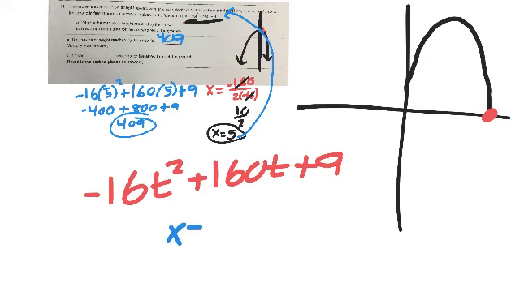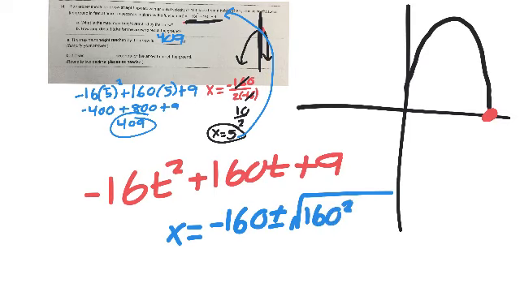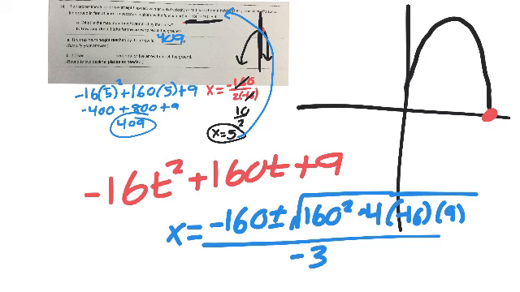So x equals negative b plus or minus the square root of b squared minus 4 times a times c, all over 2 times a. I can't do that in my head. It's going to be negative 32. So give me just a second. Let me work that out.